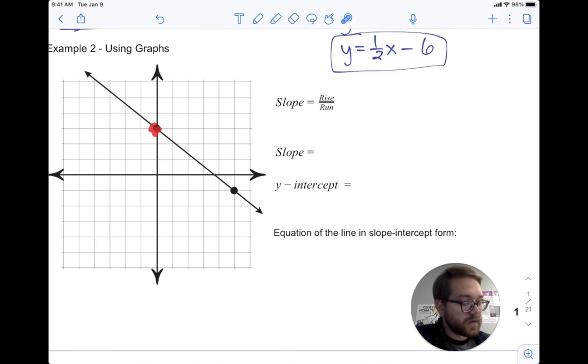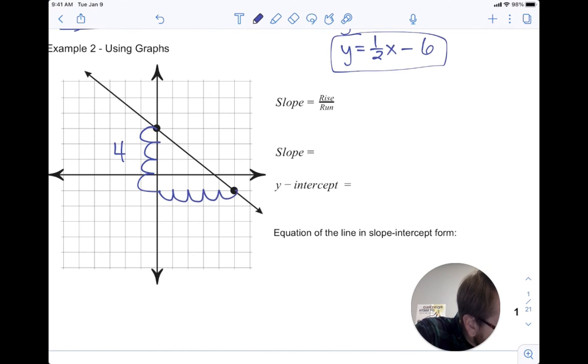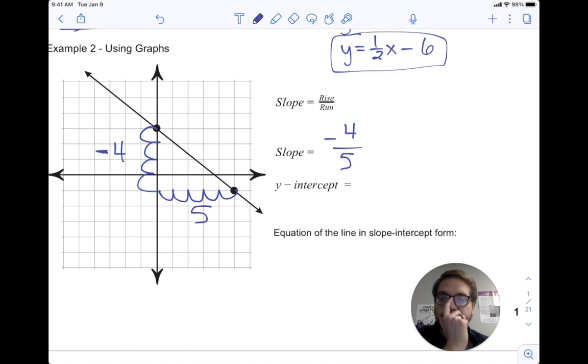From this point to this point, how much does it go down and how much does it go over? So let's count. 1, 2, 3, 4. So there's 4. And then 1, 2, 3, 4, 5. And then it goes over 5. So it went down 4. I'm going to write that as a -4 because it went down 4. And then it goes over to the right 5. So my slope is -4/5. Negative 4 over 5, that's going to be the slope. Went down 4 and over 5.